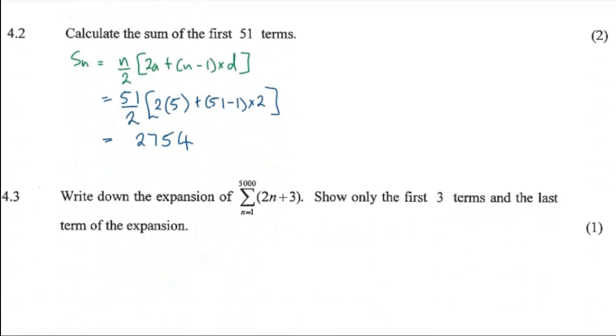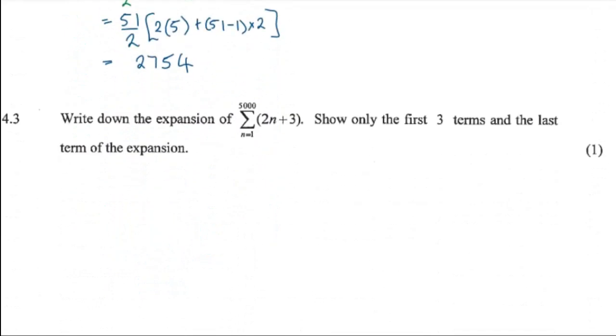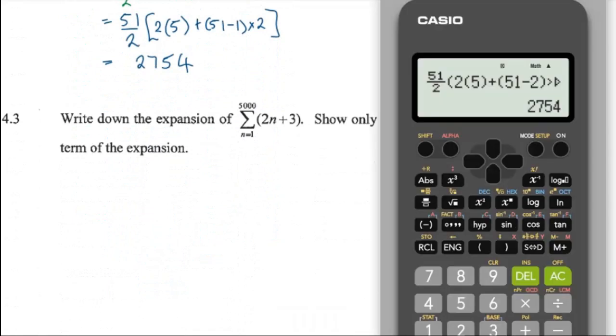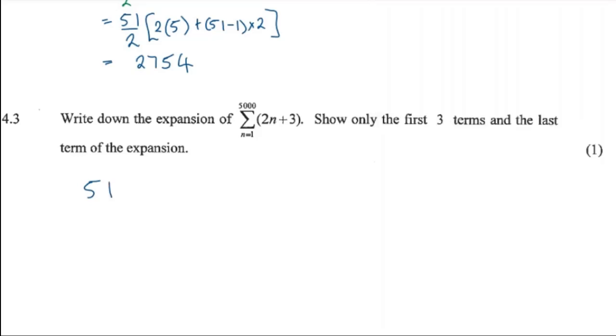Now, write down the expansion of this sigma notation. Show only the first three terms and the last term. So we're just going to bring our calculator and find the terms. Our n is starting at 1, so we take this general term: 2 times 1 plus 3, so that's 5. Then for the next term, we replace 1 with 2, and that's 7.